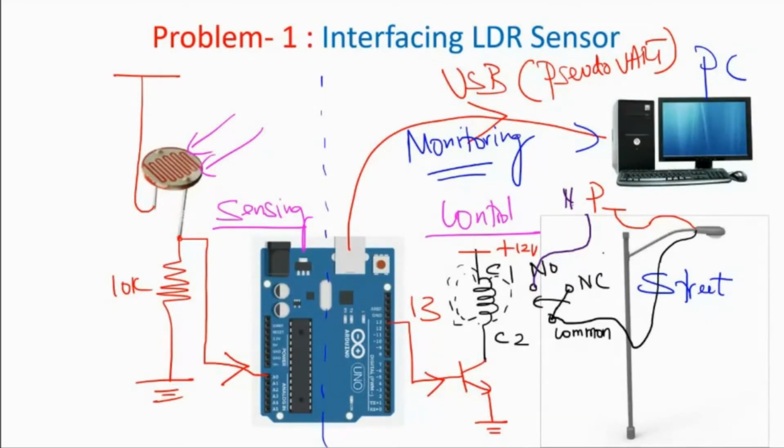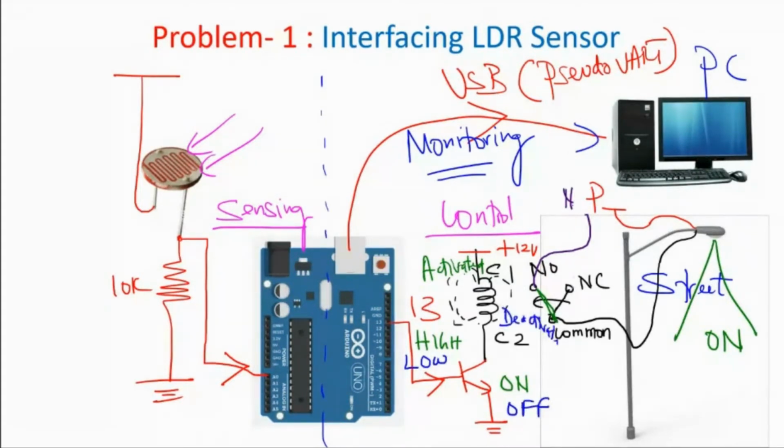So what is the sequence of operation? When pin number 13 is high, this transistor turns on, this coil gets activated, contact is established between normally open and common line. That completes the circuit, street light turns on. The reverse would happen when pin number 13 is off. When pin number 13 is low, this transistor goes off, this coil is deactivated, therefore this contact is broken, contact is established between normally closed and common, therefore the street light goes to off state.